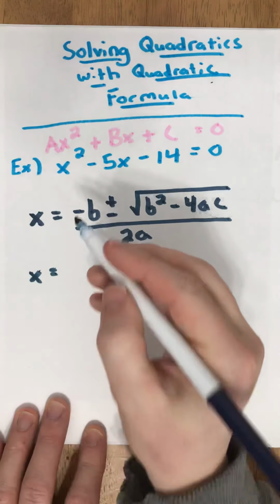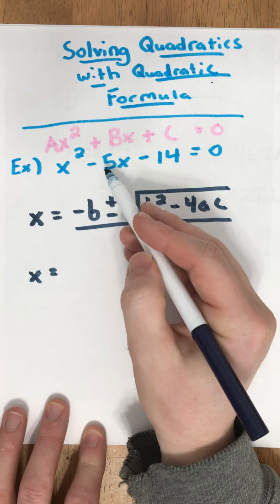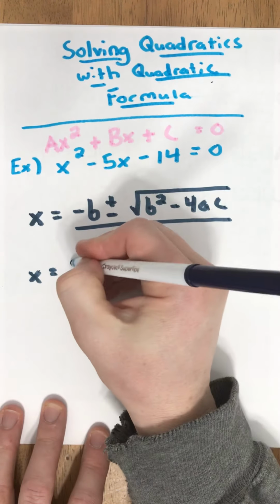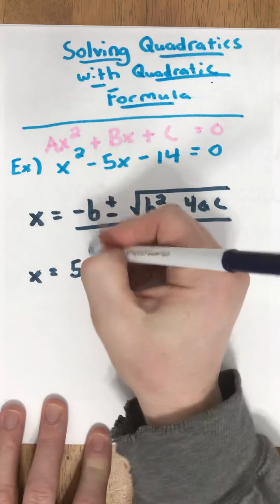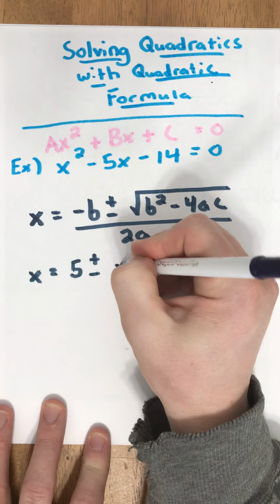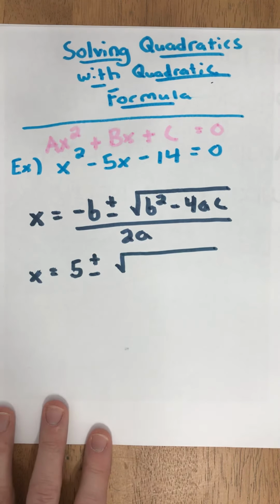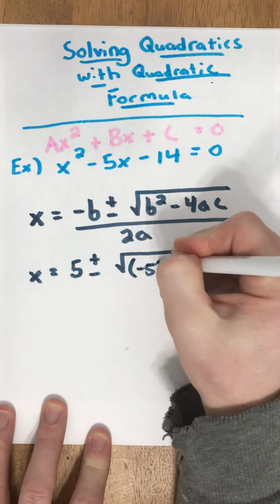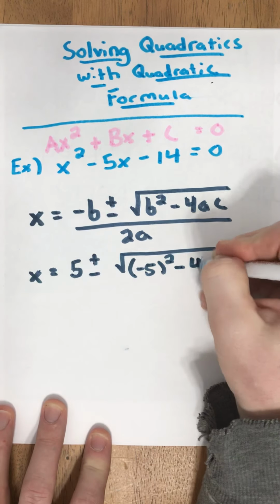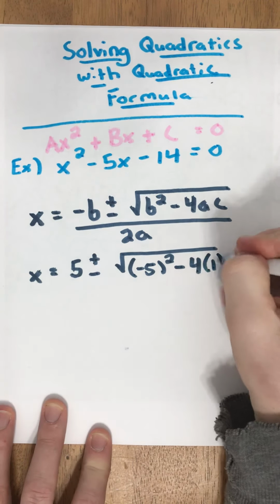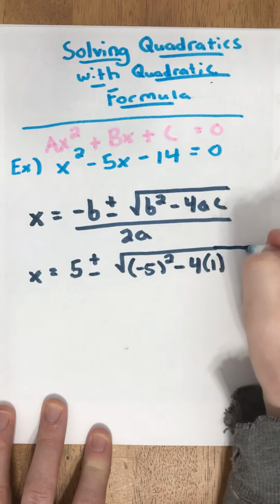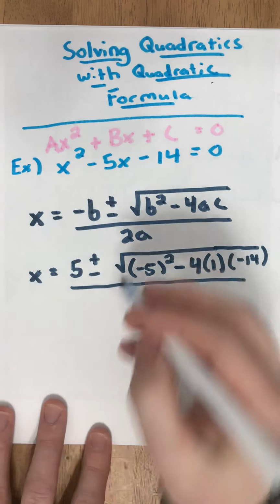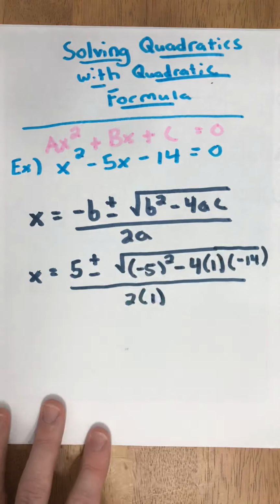So what I'm going to do here is plug in for b my negative 5. So I want negative b, so negative 5, which is going to be positive 5, plus or minus, we'll talk about what that plus or minus means in a couple minutes here, the square root of b squared, b here is negative 5 squared, minus 4, a is going to be 1, and c is negative 14. And this is all divided by 2, and my a here is 1.